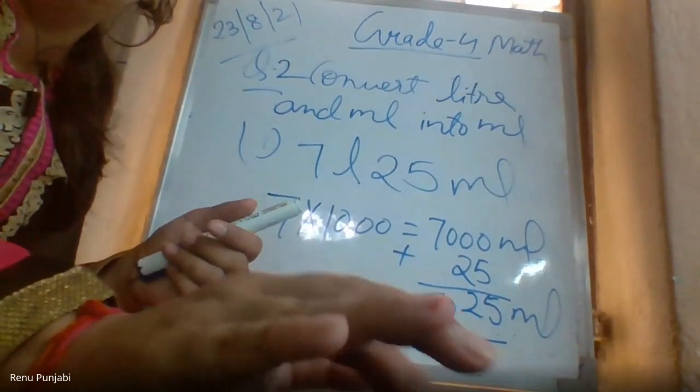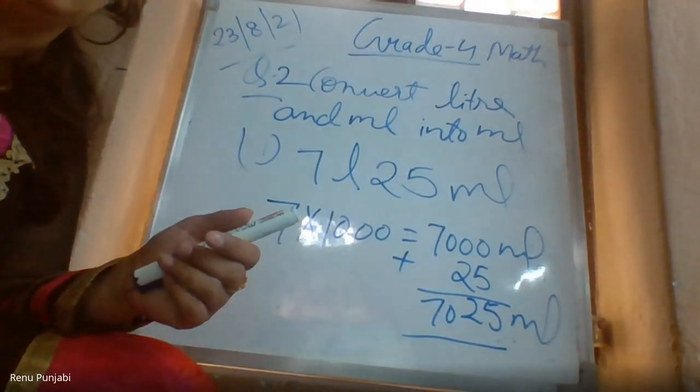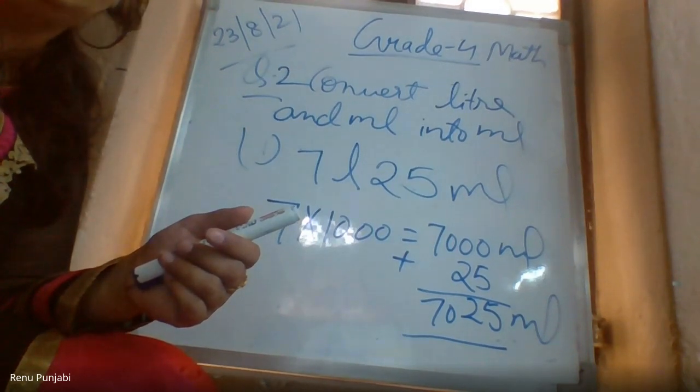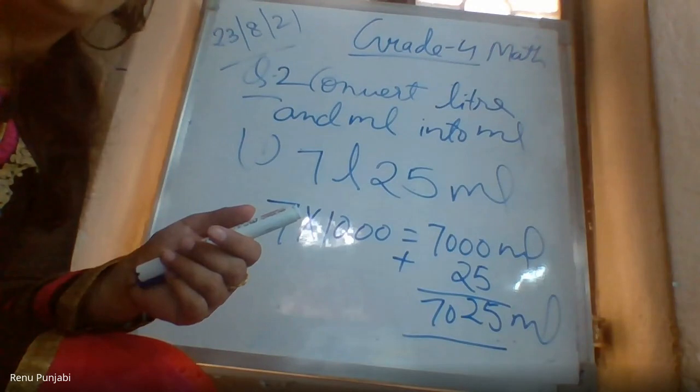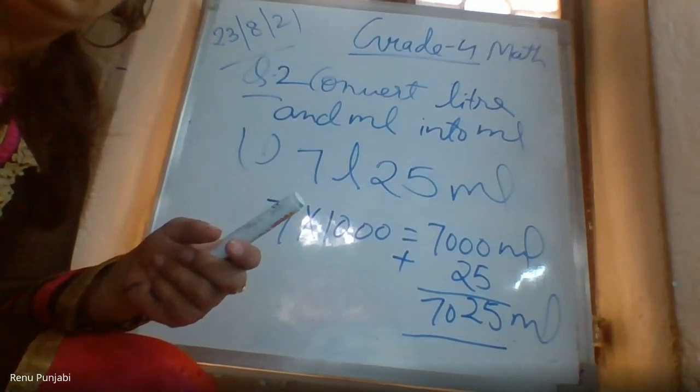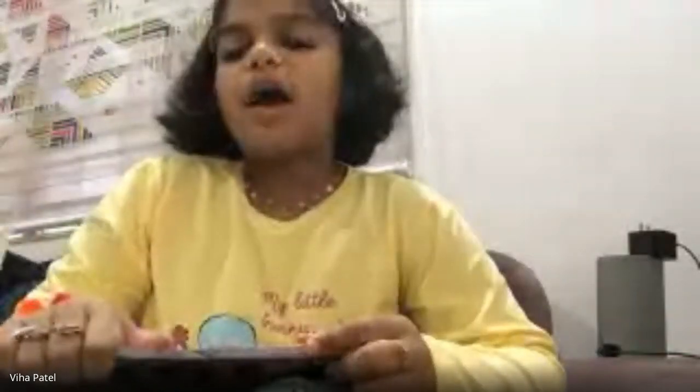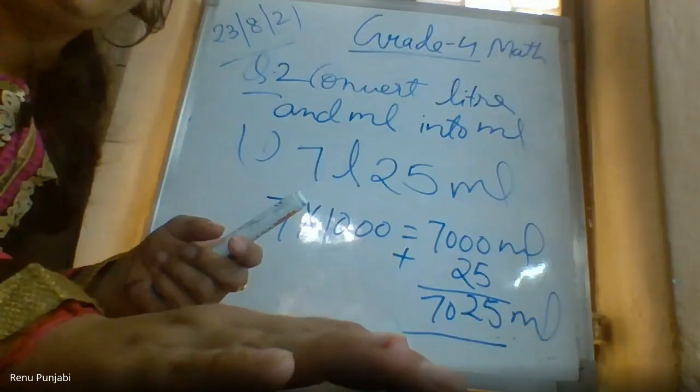I'm calling the name of the child. That child will only answer me now. Viha, please. Yes, ma'am. 9 liters and 40 milliliters. So how many milliliters will it be? The answer is 9,040 milliliters. Very good.